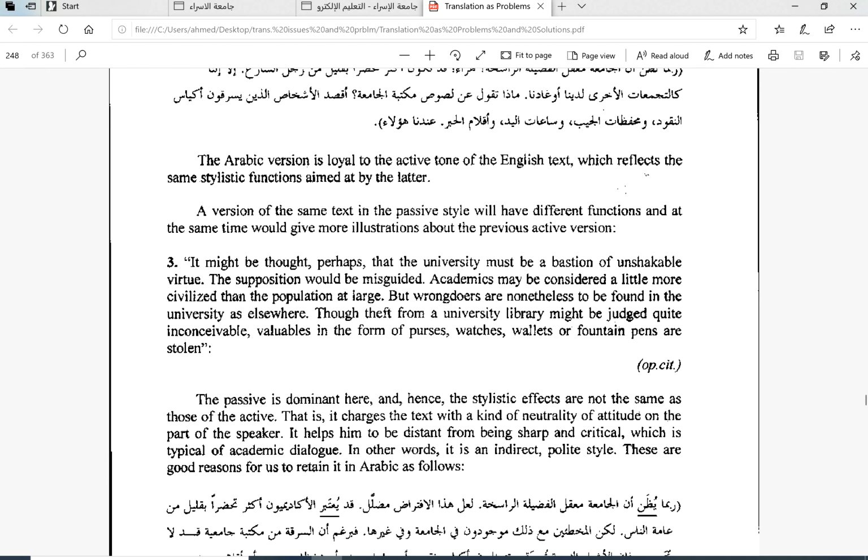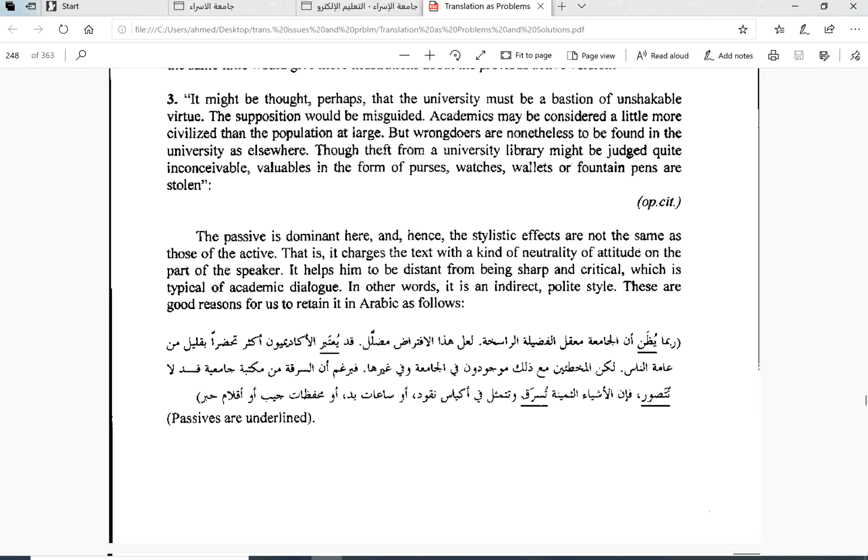Academics may be considered a little more civilized than the population at large, but wrongdoers are nonetheless to be found in the university as elsewhere. Though theft from a university library might be judged quite inconceivable, valuables in the form of purses, watches, wallets, or fountain pens are stolen. Here the passive is dominant. If you're going to translate it, we're going to listen to it as this.